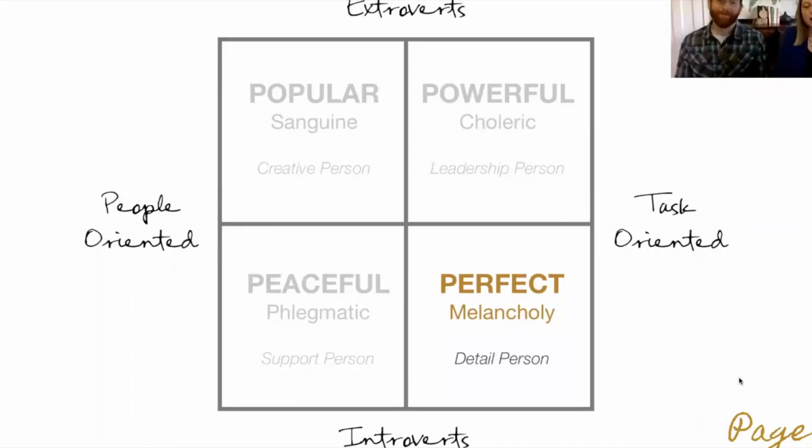So the fourth and final quadrant is the perfect melancholy. They're not perfect. None of us are perfect, but that's the name that it has. This person is introverted and task-oriented, so they share the task orientation with the powerful choleric, but they're on the introverted side. And so this person is known as the detail person. They are focused on the how. How is it getting done? Give me a plan. What are the details? And they're really focused on deliberately making sure it's done right, it's done with quality. So they like those instructions and the principles and having those detailed tasks.